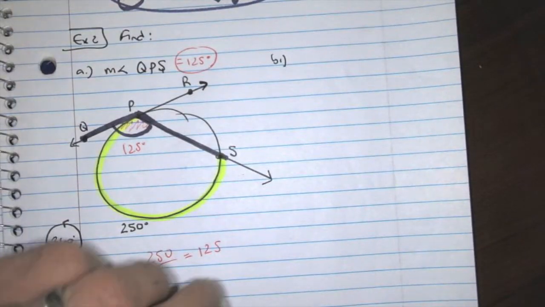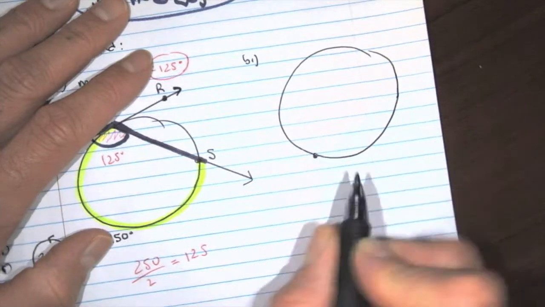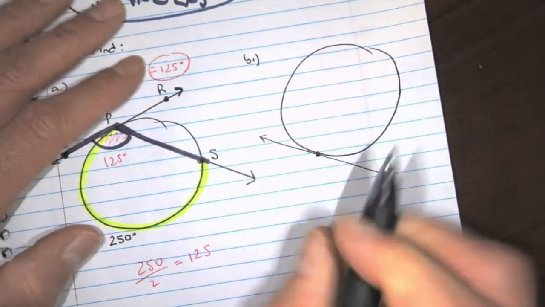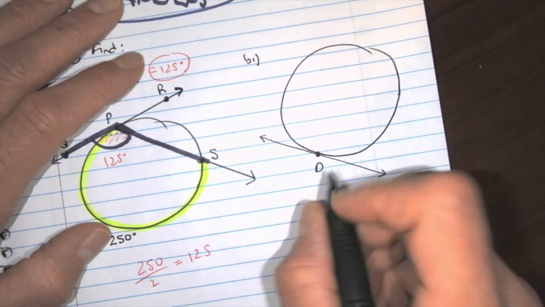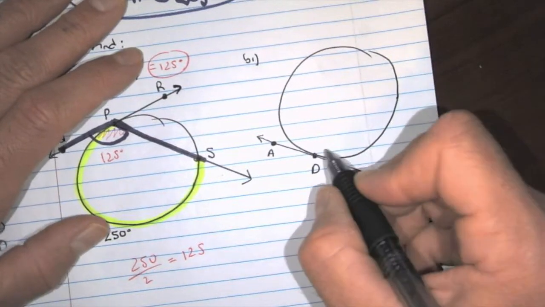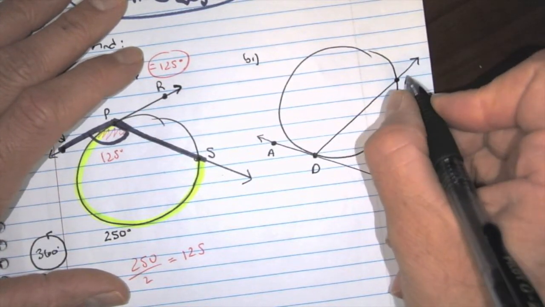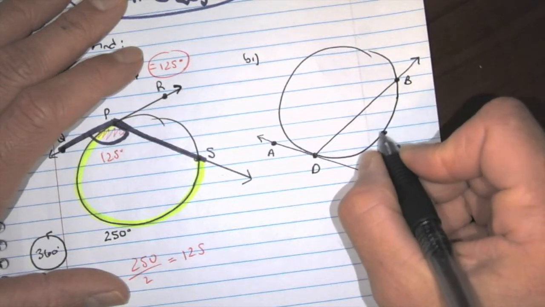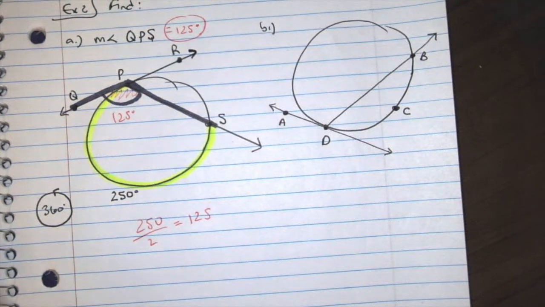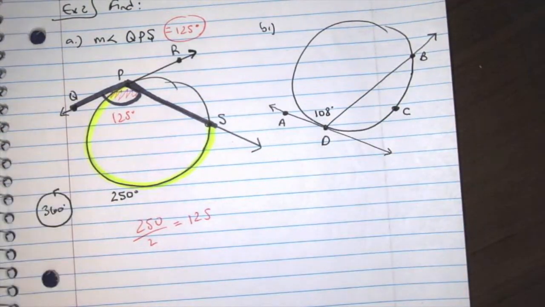Next one, a little tricky, folks. Circle. Let's freehand this. Call that D. Put an A right here. And this will be B. That will be C. Now I'm going to put 108 degrees right here.